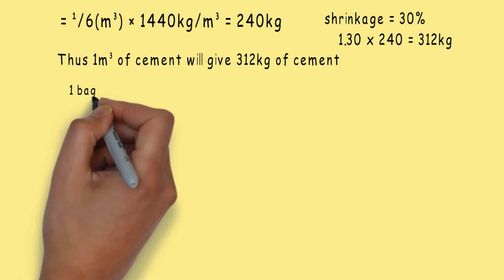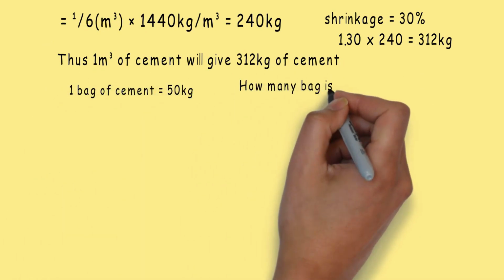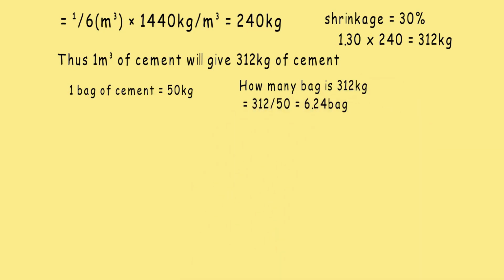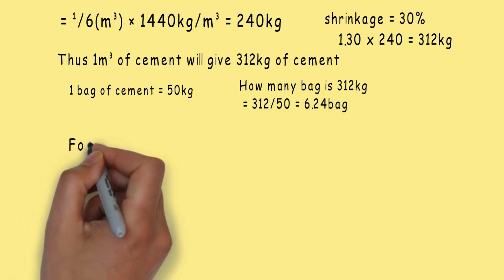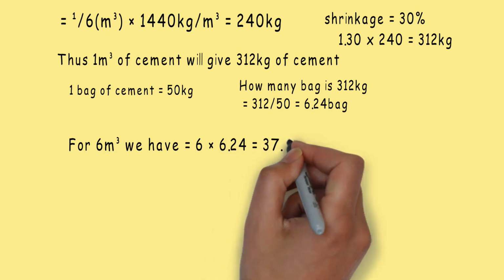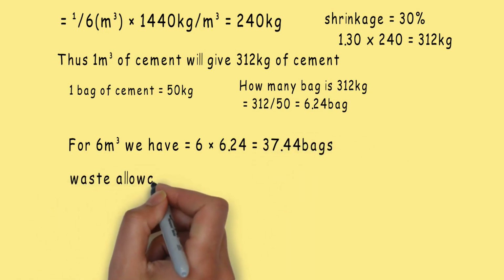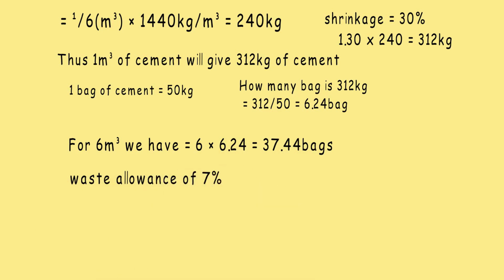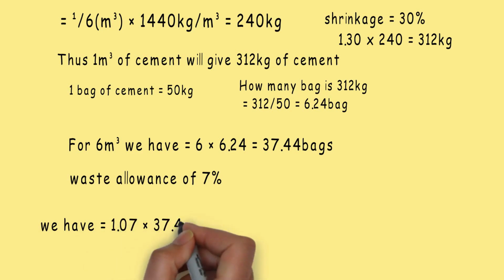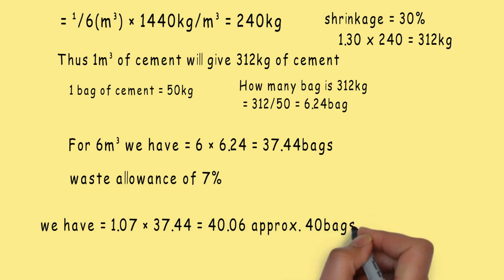1 bag of cement is known to be 50 kg. Here, 312 kg will now give us 312 divided by 50, which will give us 6.24 bags of cement. For 6 meter cube, we have 6 multiplied by 6.24, which will give us 37.44 bags. If waste allowance of 7% is included, we have 1.07 multiplied by 37.44, which will give us 40.06, approximately 40 bags of cement.